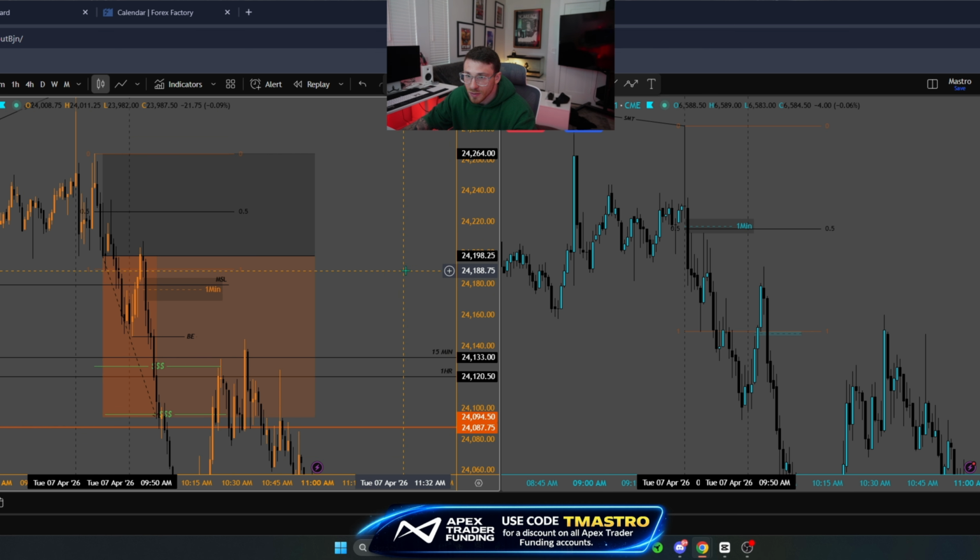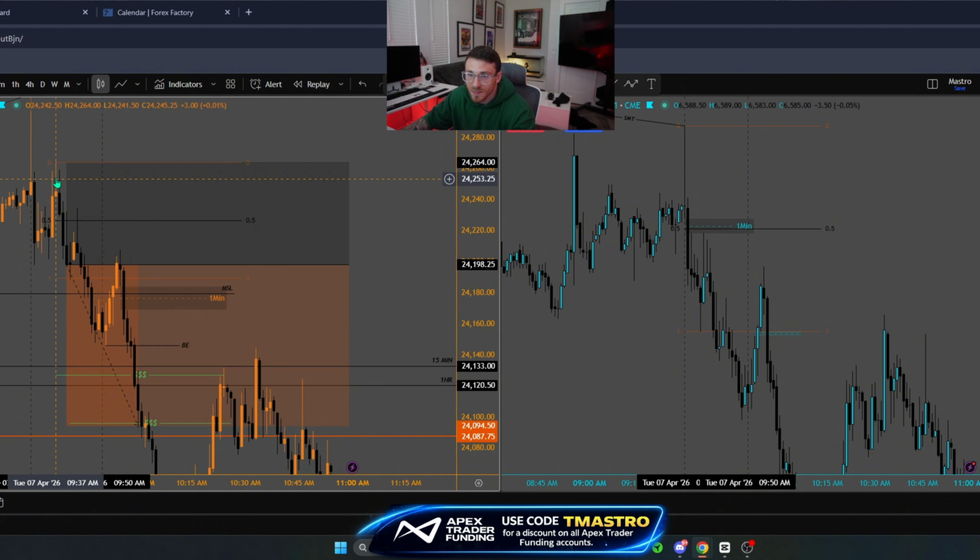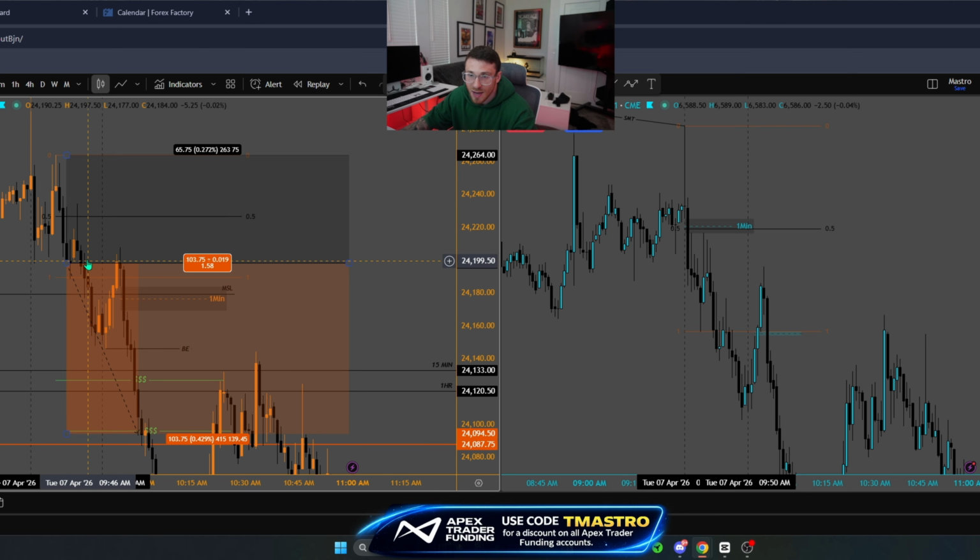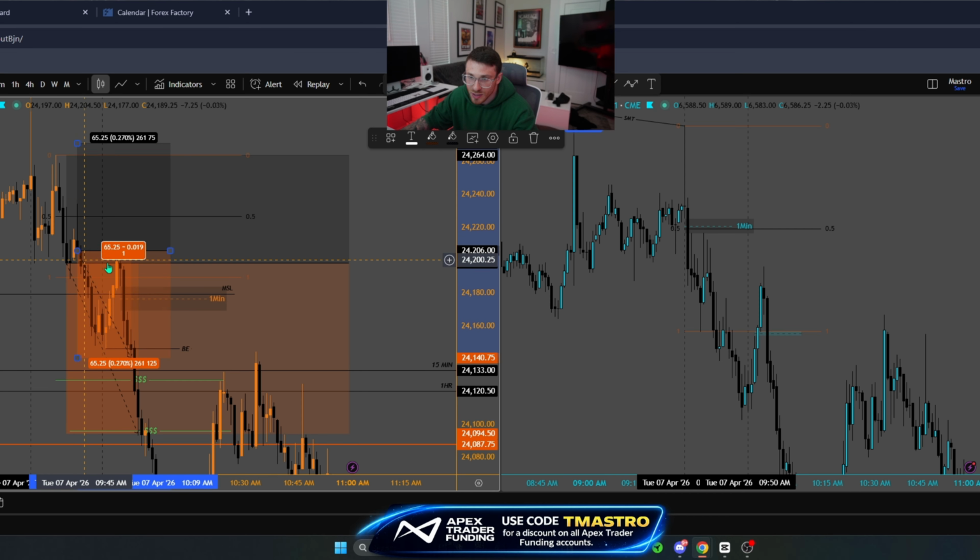What do I wait for? We end up forming equilibrium from this most recent high to this most recent low. We end up coming into equilibrium. We get a bearish candle closure out of it, right? This is a beautiful bearish candle closure. This ended up being my second entry, okay?